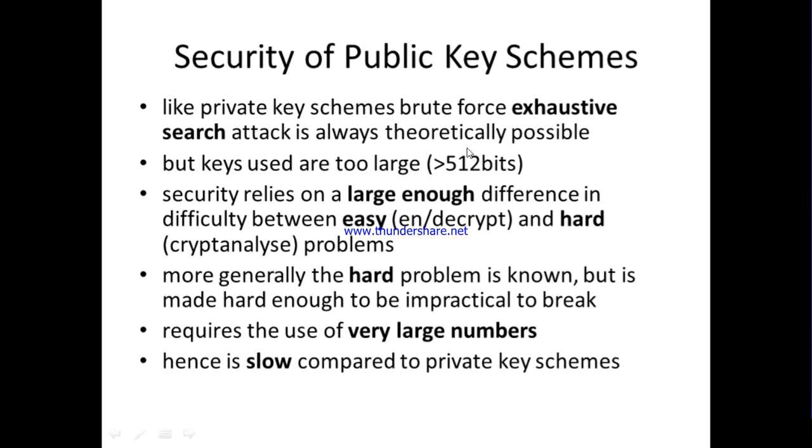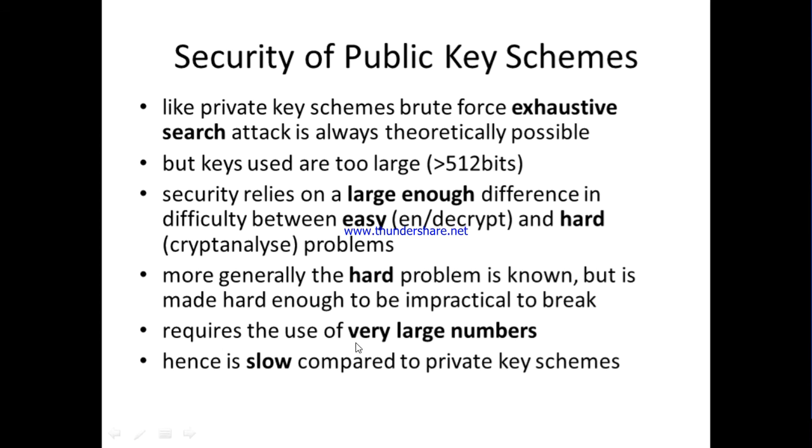As we have two keys, one private and another public, we take a large enough difference between them, and it is not easy to identify. Even if you know the encryption key, you cannot identify the decryption key. That is why cryptanalysis is very hard. But encryption and decryption are very easy. It requires the use of very large numbers.